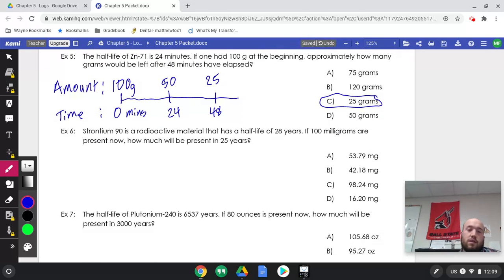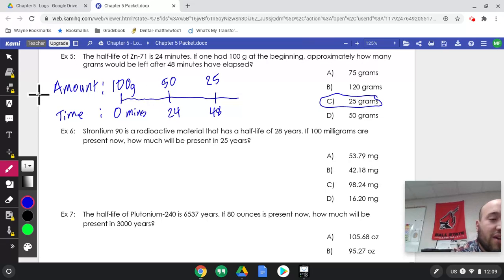All right. On our next one, we're going to have to do a little estimation, because this time, it doesn't always end up nicely. For example, here it says strontium-90 is a radioactive material that has a half-life of 28 years. If 100 milligrams are present now, how much will be present in 25 years? Okay, so 25 years, that's not quite one half-life.